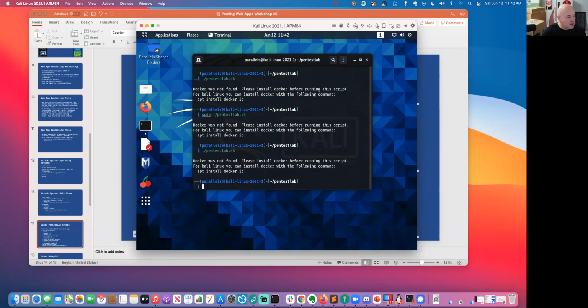So it shouldn't be that difficult to get set up. Once you get Docker installed, if you type in that script, it'll give you the list of all the different applications on there. You can start and stop them and get a status on them.